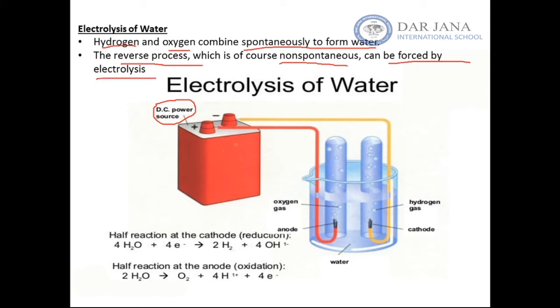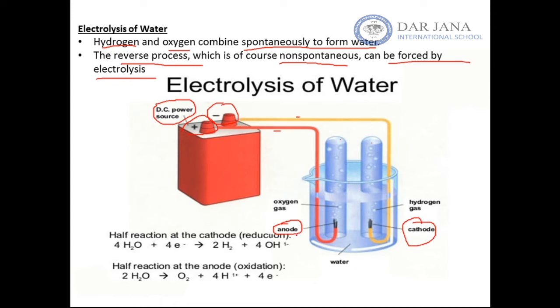If we look here in this figure, we have the DC power source and we have connecting wires, we have two tubes, we have the water filled in this beaker. We connect the positive terminal of the DC power source to the anode direction, and the negative terminal is connected to the cathode direction.